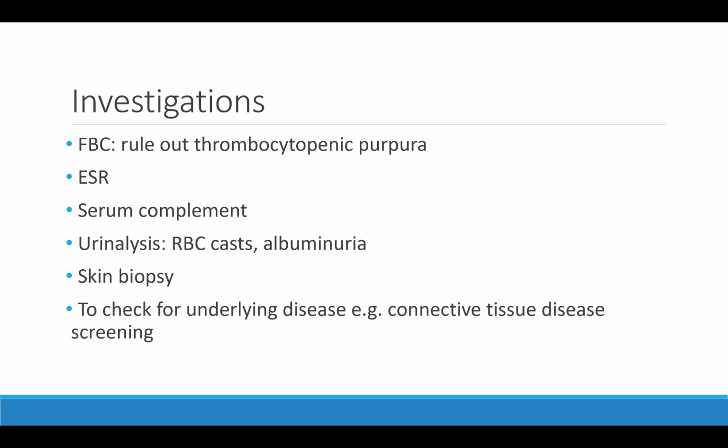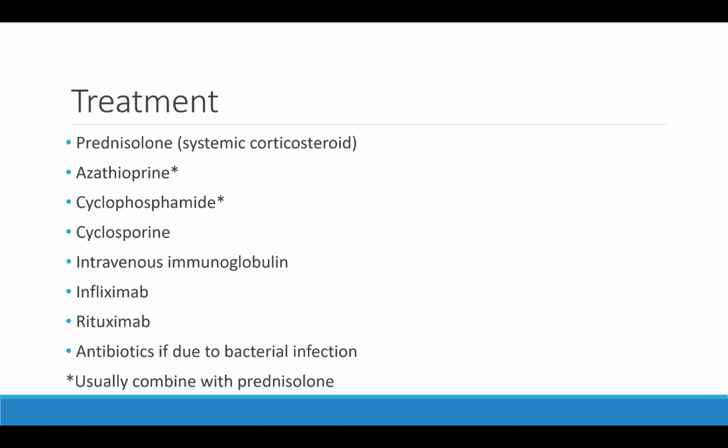Investigations: full blood count is needed to rule out thrombocytopenic purpura, ESR, serum complements, urinalysis looking for red cell casts as well as albuminuria, skin biopsy, and check for underlying diseases such as connective tissue disease screening. Treatment is often with prednisolone, which is a systemic corticosteroid, as well as the use of steroid-sparing agents such as azathioprine, cyclophosphamide, cyclosporine, IVIG, infliximab, rituximab, and antibiotics if it's due to bacterial infection.